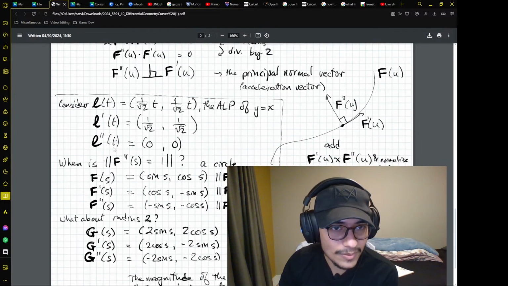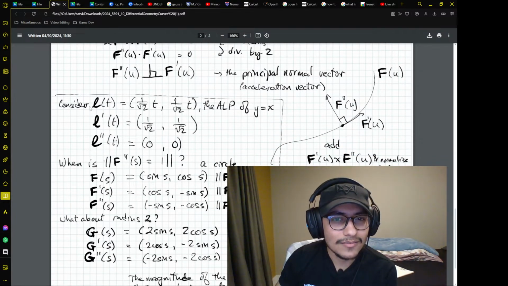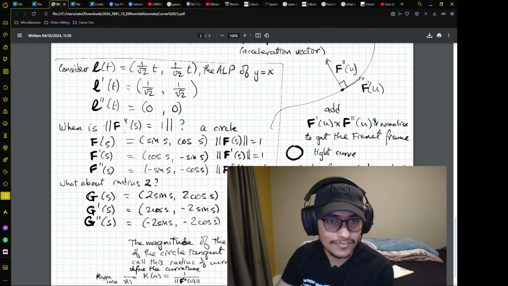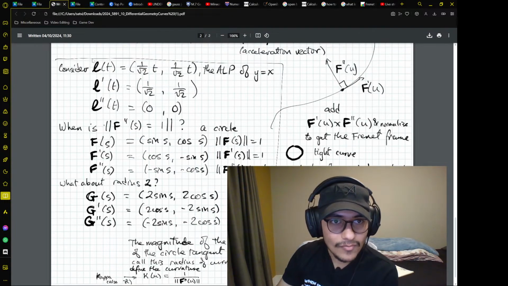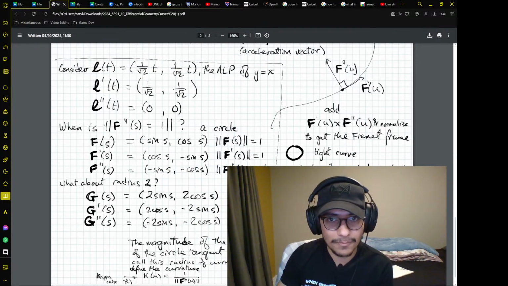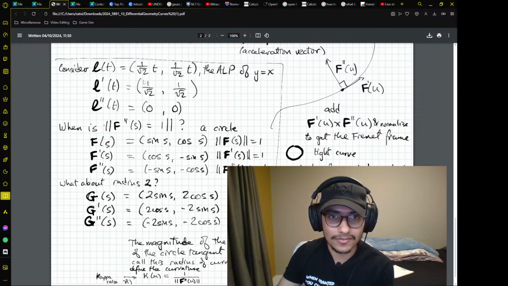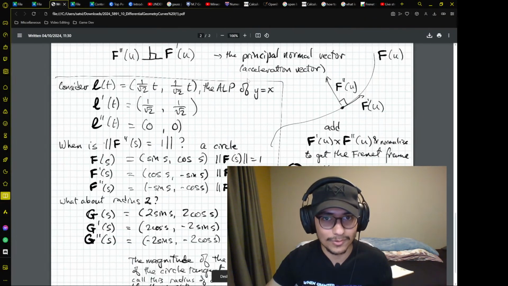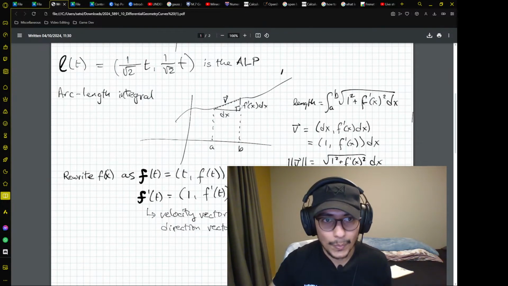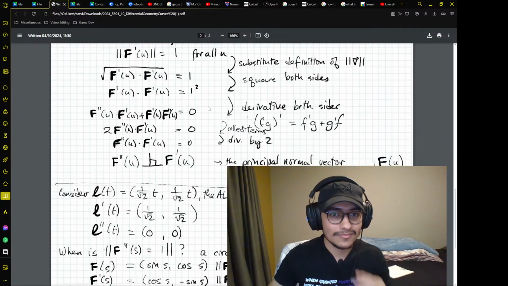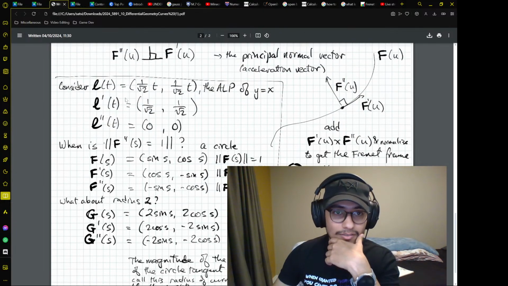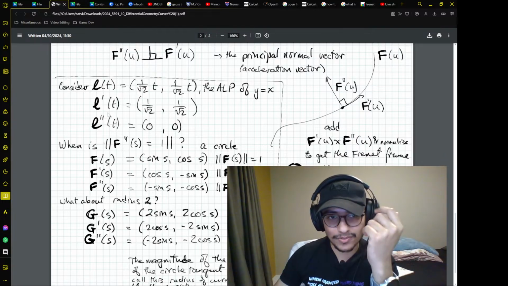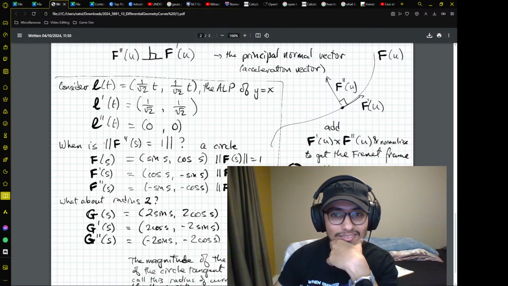This is good. So this was the ALP of y equals x, the thing I did, this t by root 2. If you differentiate it, you get this, you differentiate it again, you get acceleration.